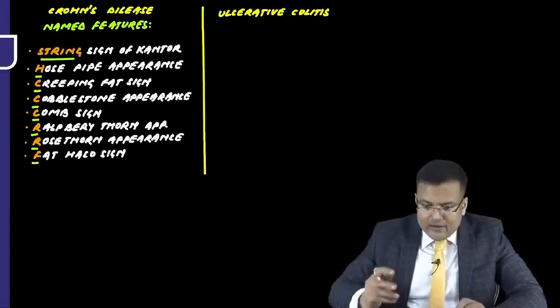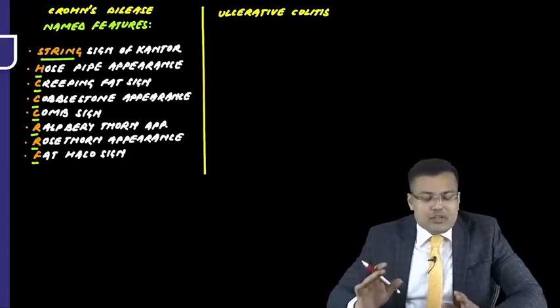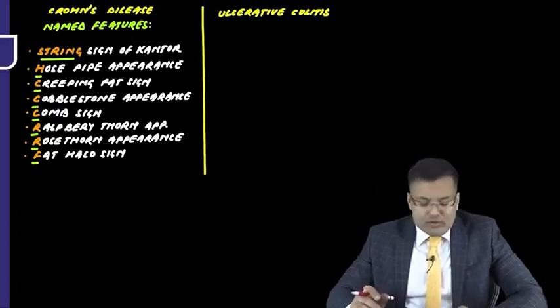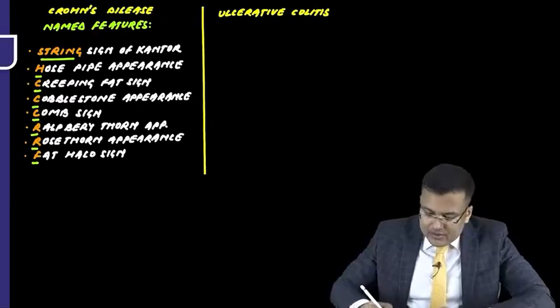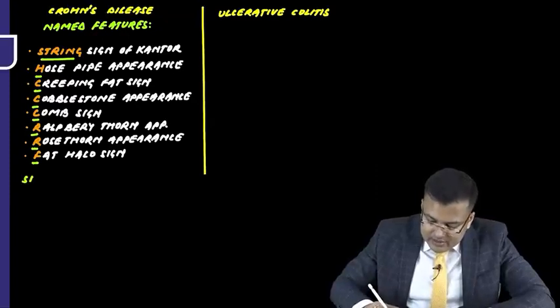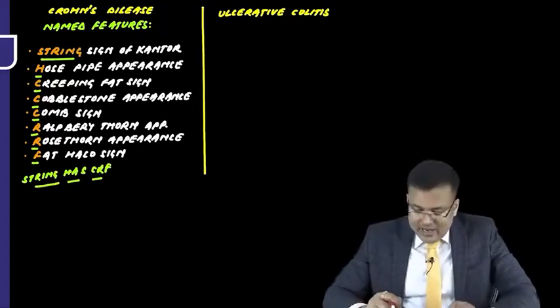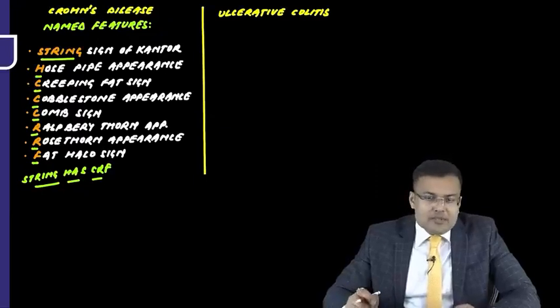And fat halo sign, what is this? There is low attenuation of submucosal fat around the bowel, that is fat halo sign. So how to remember? For Crohn's disease, the mnemonic is string has CRF. String, sign of Cantor. H means hose pipe appearance. C means creeping fat sign, cobblestone, comb sign. R means raspberry thorn or rose thorn appearance. And F, that is fat halo sign.